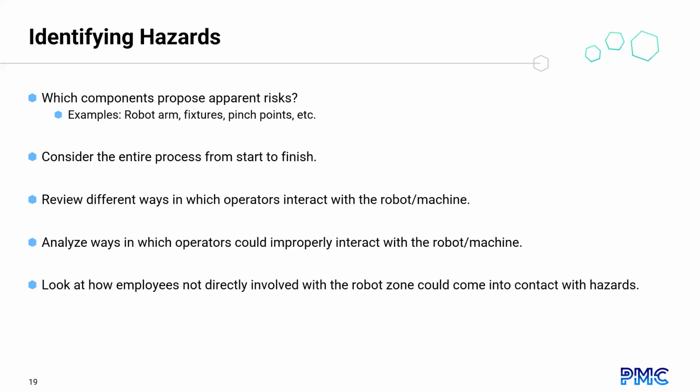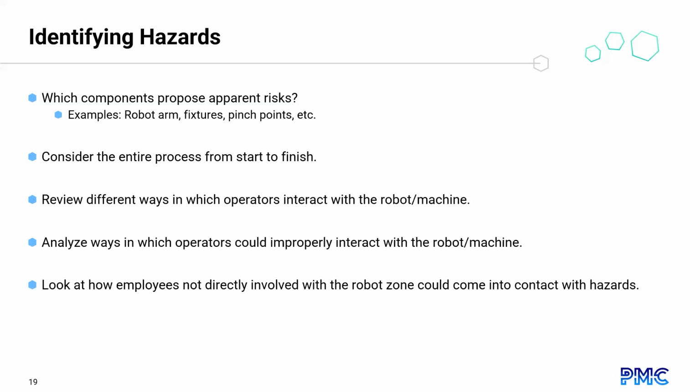Which components pose apparent risks? Here I'm seeing some examples. We have the robot arm, fixtures, pinch points, but we can also mention welding guns, conveyors, gluing equipment, for example, etc. So to identify hazards, we also have to consider the process as a whole, from start to finish, and analyze the different ways in which the operators interact with the robots and devices, verifying ways where the operator could interact improperly with this mechanical equipment.